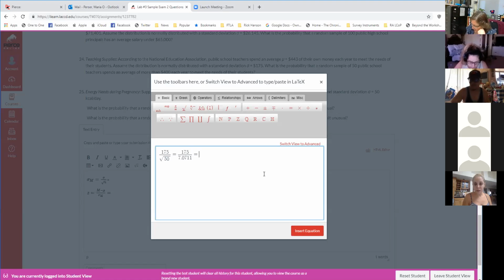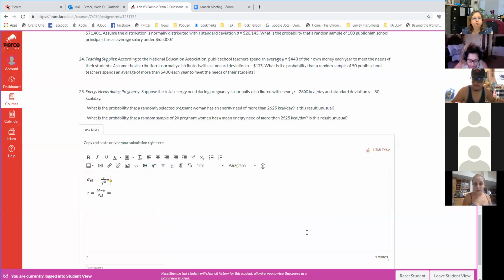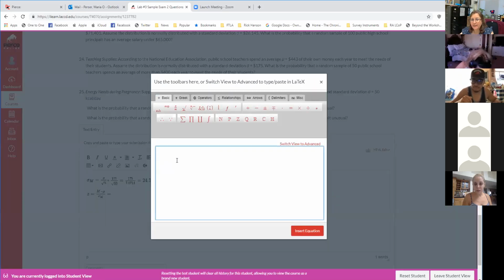So 175 divided by 7.0711 gives us, is that right? 24.7486. Did everyone get that? Yes. Cool. And so now we can go in here and we can actually do the M minus mu, right? So it's going to be 400 minus 443.